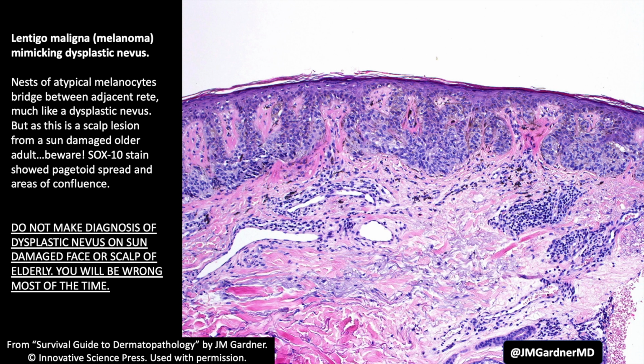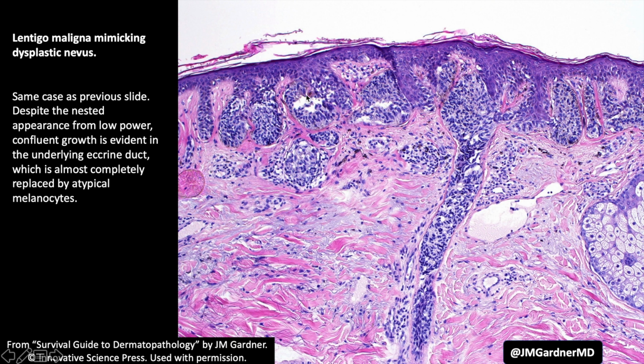Even in younger people who have a lot of dysplastic nevi, I don't tend to see very many dysplastic nevi on the skin of the face. So if they're old and sun damaged and it's the face, I would strongly recommend that you not call something dysplastic nevus. And if you have any doubt, send that for a consult to someone. Because if you call it dysplastic nevus, you'll usually be wrong. And I've seen many examples of that.